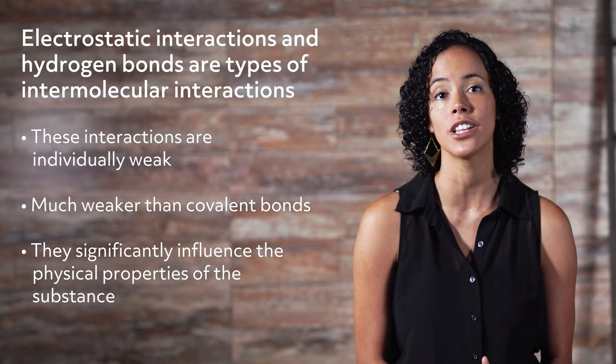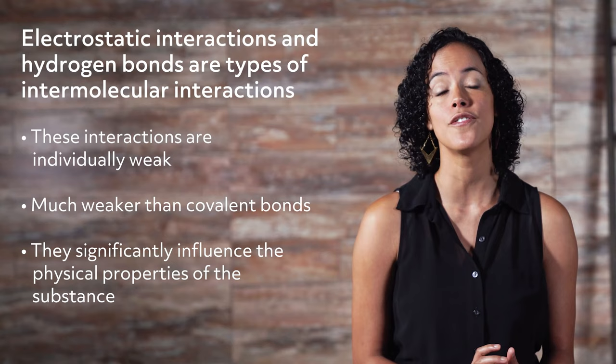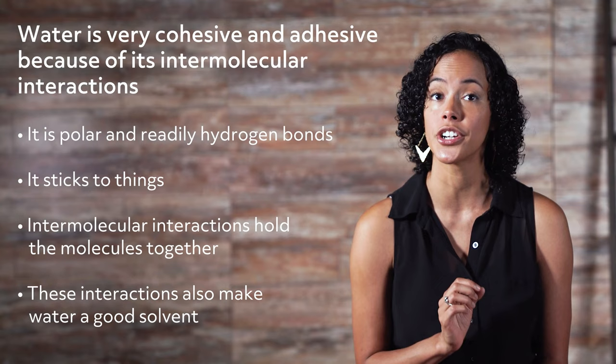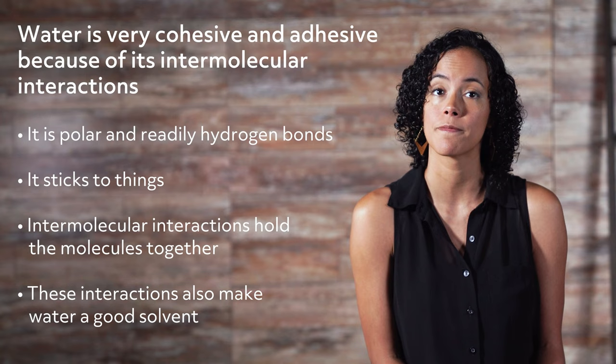Electrostatic interactions and hydrogen bonds are types of intermolecular interactions. These interactions are individually weak, much weaker than covalent bonds. But when there are lots of them, they significantly influence the physical properties of the substance. Let's consider this for water. Water is very cohesive and adhesive. That's because of its intermolecular interactions. Basically, because water is polar and readily hydrogen bonds, it forms strong interactions with itself and other polar molecules. In other words, it sticks to things.